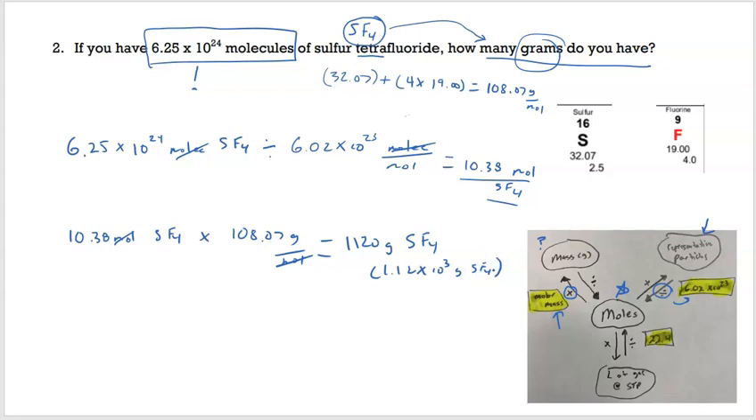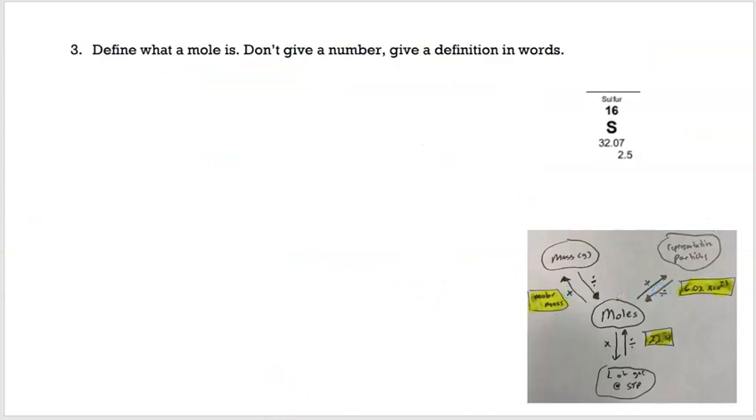All right, number 3. Okay, this one is a conceptual question. It just says to define what a mole is. So this value right here is a magic value, not truly magic, of course, but a mole is the number of particles. It says don't give a number, but we know that we have that magic number, 6.02 times 10 to the 23rd.